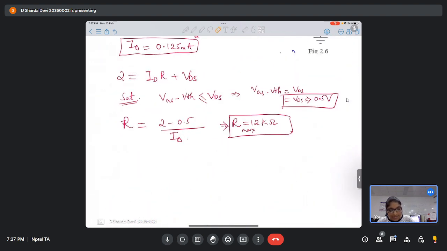So for keeping this transistor in saturation, R should be less than or equal to 12 kilo ohms. Is this clear to everyone? Yes, ma'am. Okay, now moving ahead.